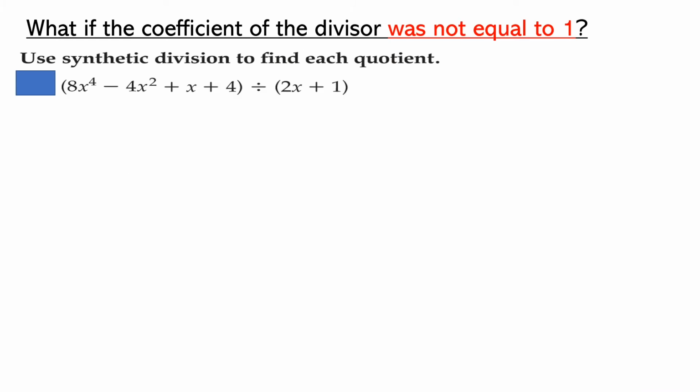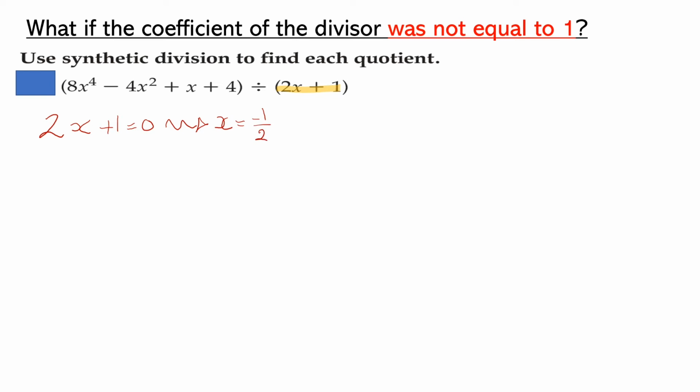What if your coefficient of the divisor was not equal to 1? What will you be doing? So first of all, look at the divisor. Repeat the same steps as we did previously. Take the divisor, equate it to 0, and you will have x equals minus 1 over 2.